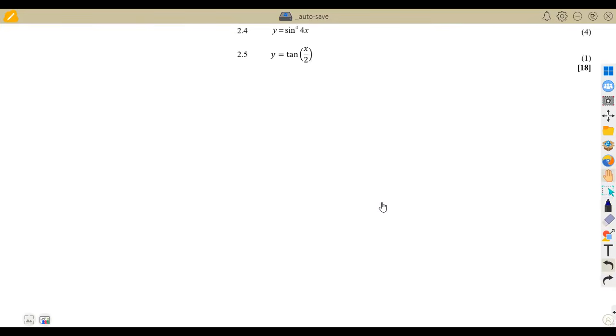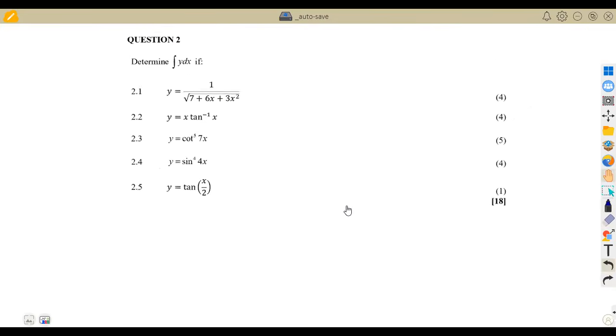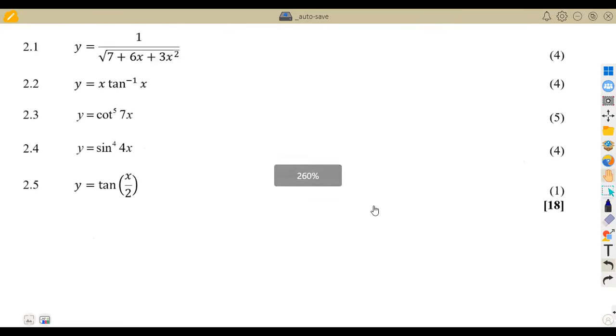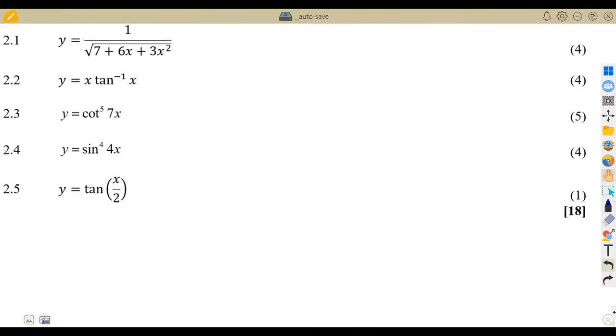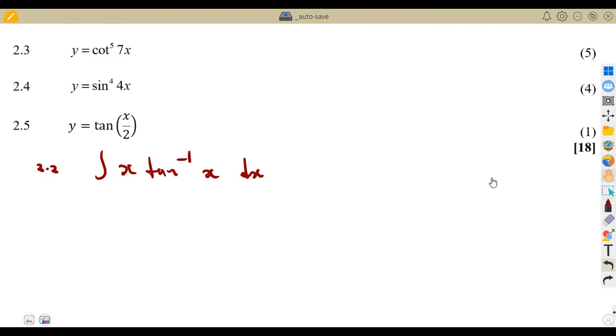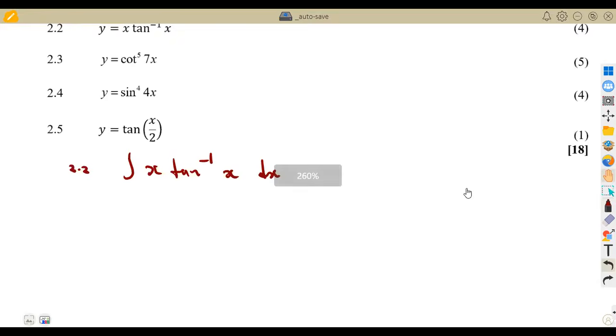Okay, so let's check the second one. 2.2. Integrate x times arctan x with respect to x, all right? So that is what we have now. Let us just use this one. So it is the integral of x arctan of x with respect to x, and this is 4 marks.